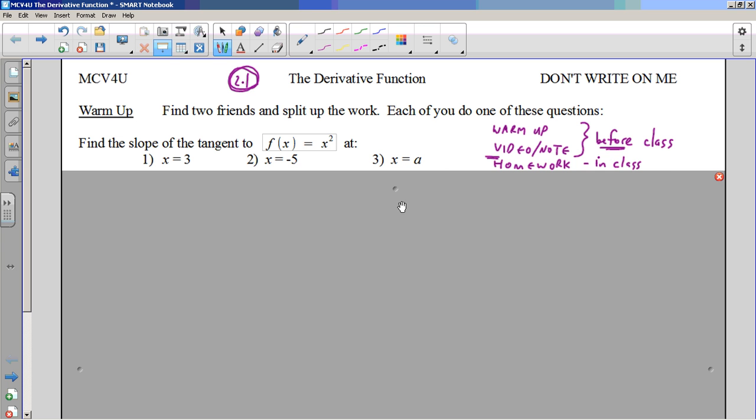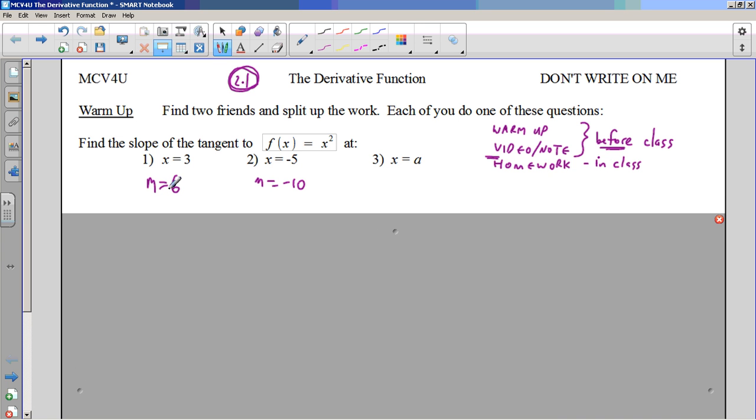This is maybe your first effort at this, maybe not, doesn't matter. In the warm-up, the first thing I usually do is take up the warm-up, and hopefully you've tried these, and if you haven't, you should stop the video and try them. I'm not going to take up 1 and 2. There are your answers. You should have got a slope of 6 and the slope of m equals minus 10, but I am going to take up this one because this is interesting, right?